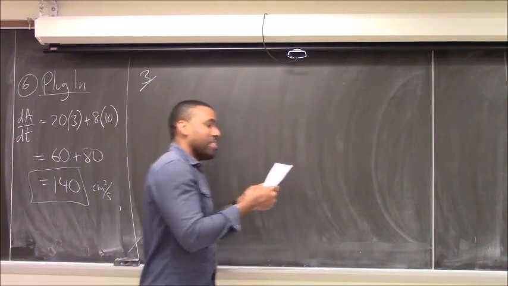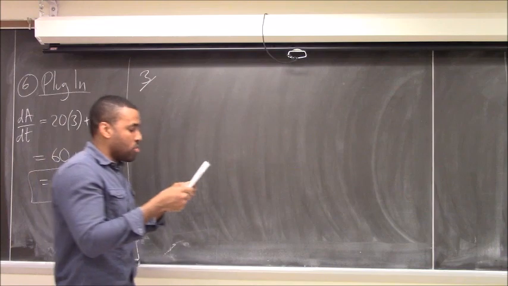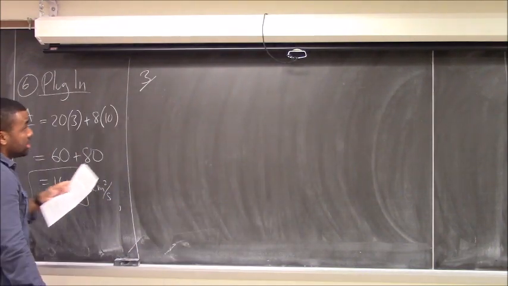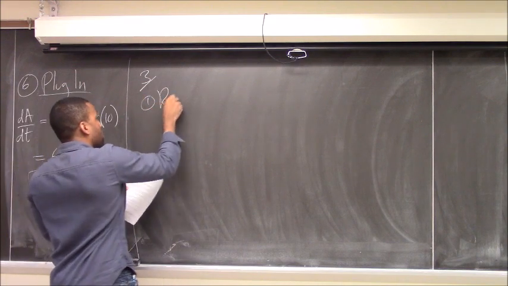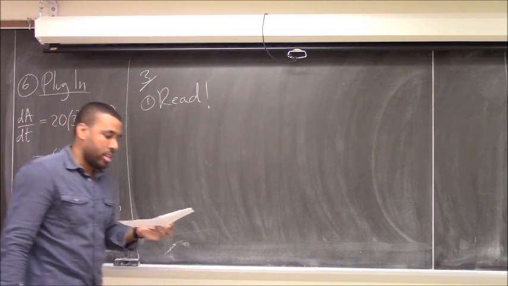So anyway, the foot of the ladder is sliding away from the wall at 2 feet per second. At what rate is the top of the ladder sliding down the wall when the foot of the ladder is 9 feet from the wall? So step 1, I read the problem. I recognize it as a related rates problem because I'm given rates and I'm asked to find a rate.